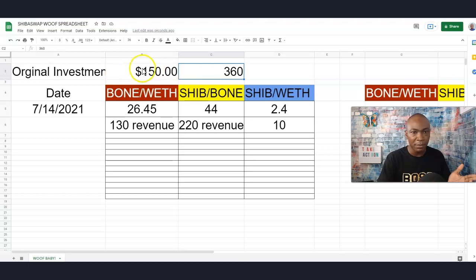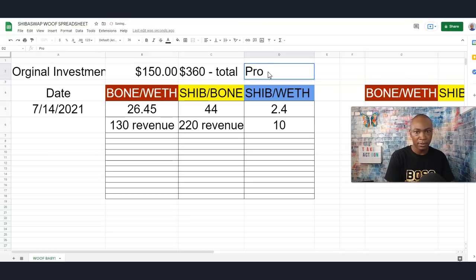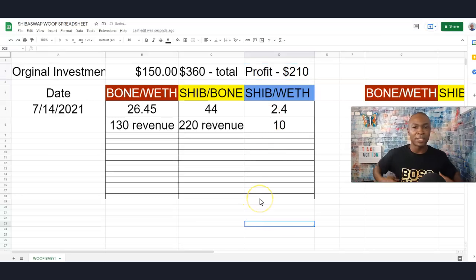My original investment was $150. I made $360. $360 is the total, and so my profit is $210. Now this is not financial advice. This is for entertainment purposes. I'm just showing you what you can do.